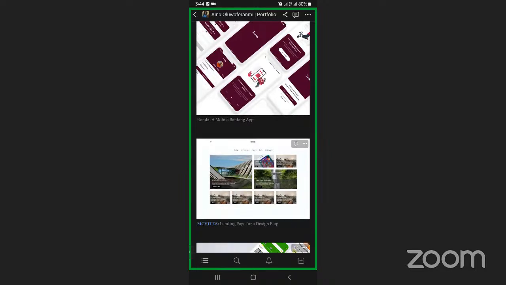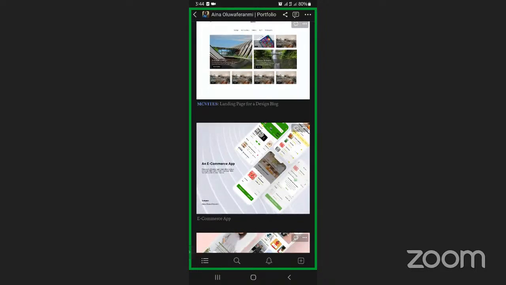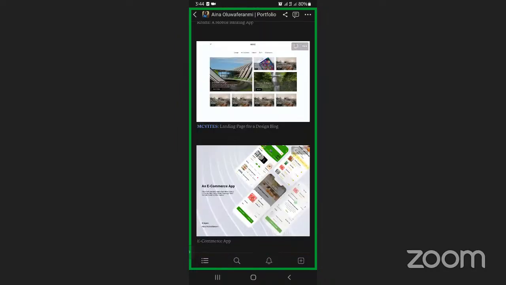I really hope you guys can see my screen well. Sorry, I'm using a phone, by the way. I apologize for that. So these are the designs I've done so far.